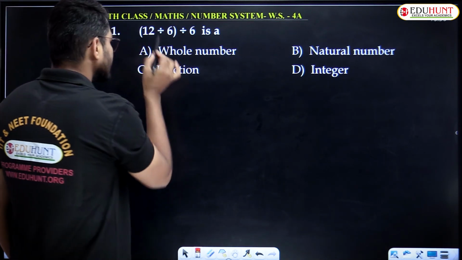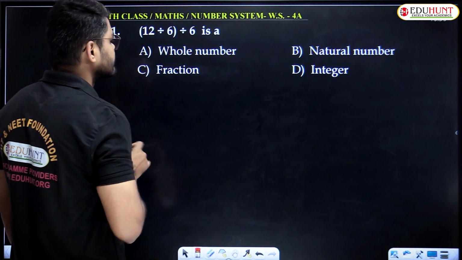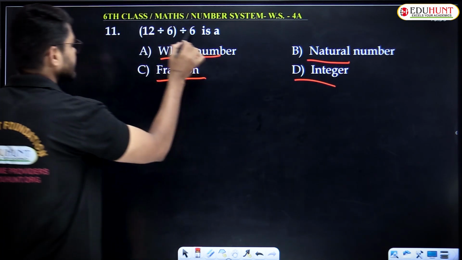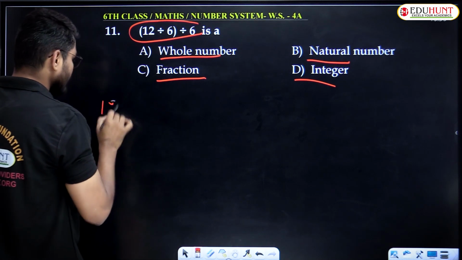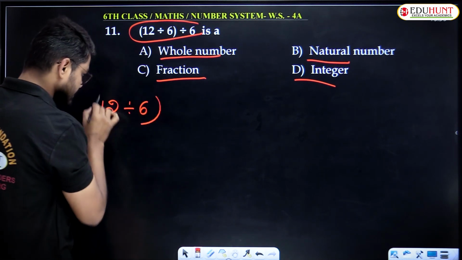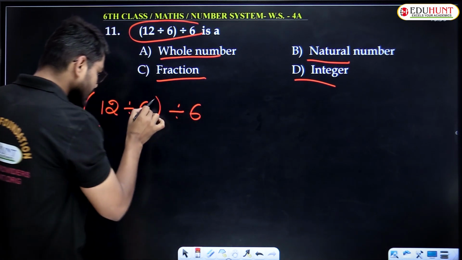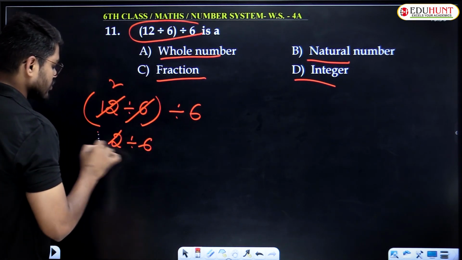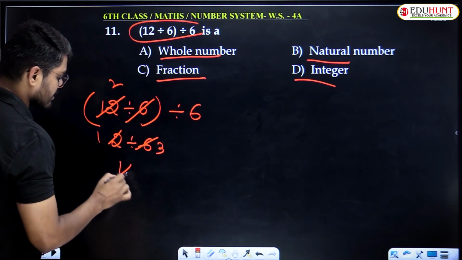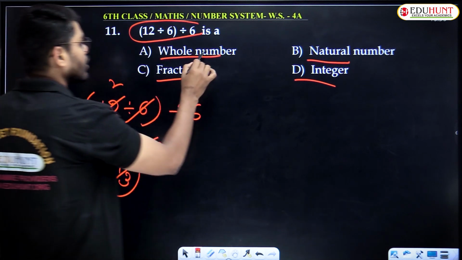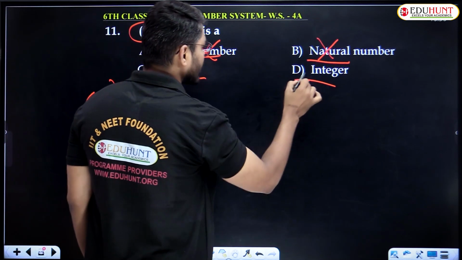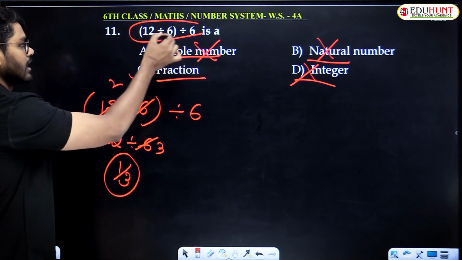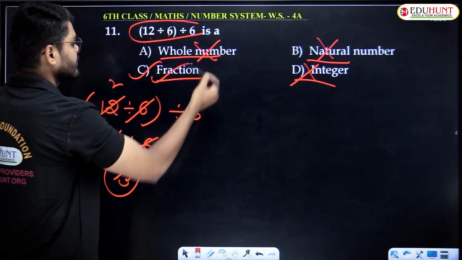12 by 6 divided by 6 is a whole number, natural number, fraction or integer. Let's do this question. 12 divided by 6, this is in brackets, divided by 6. 6 ones are 6, 6 twos are 12. Now 6 divided by 6. 2 ones are 2, 2 threes are 6. That means 1 by 3. What is 1 by 3? Whole number? No. Natural number? No. Integer? No. This is a fraction. Now the answer for this question is that 12 by 6 divided by 6 is a fraction.